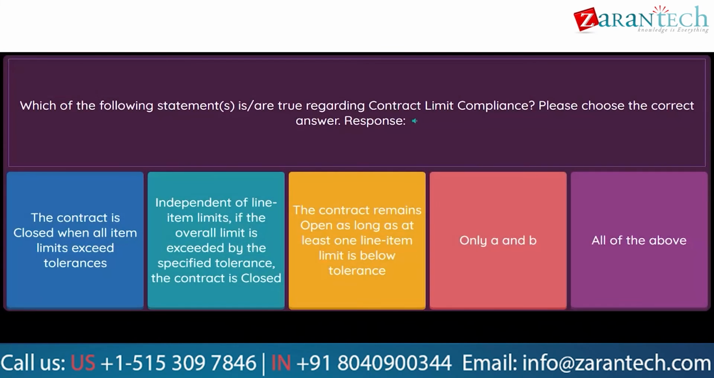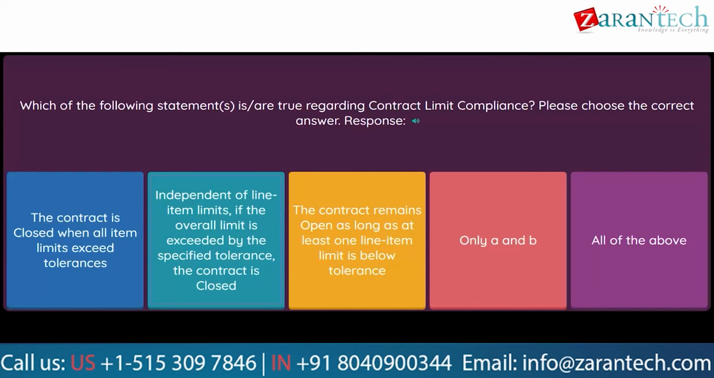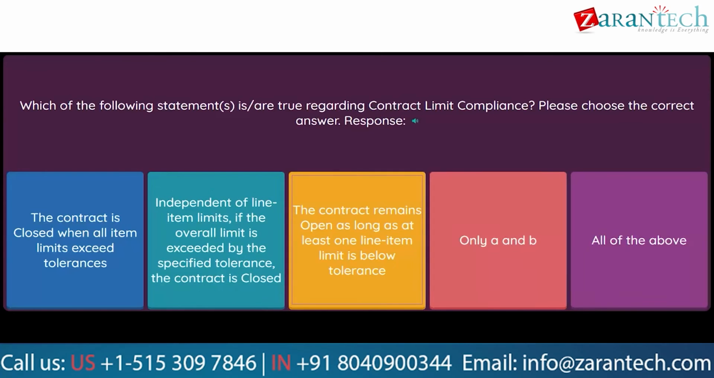Question: Which of the following statements, S, is/are true regarding contract limit compliance? Please choose the correct answer. Response: Option 1: The contract is closed when all item limits exceed tolerances. Option 2: Independent of line item limits, if the overall limit is exceeded by the specified tolerance, the contract is closed. Option 3: The contract remains open as long as at least one line item limit is below tolerance.